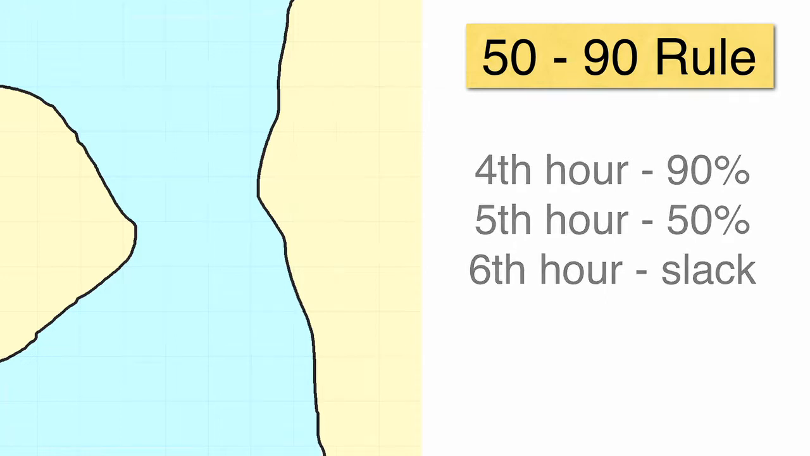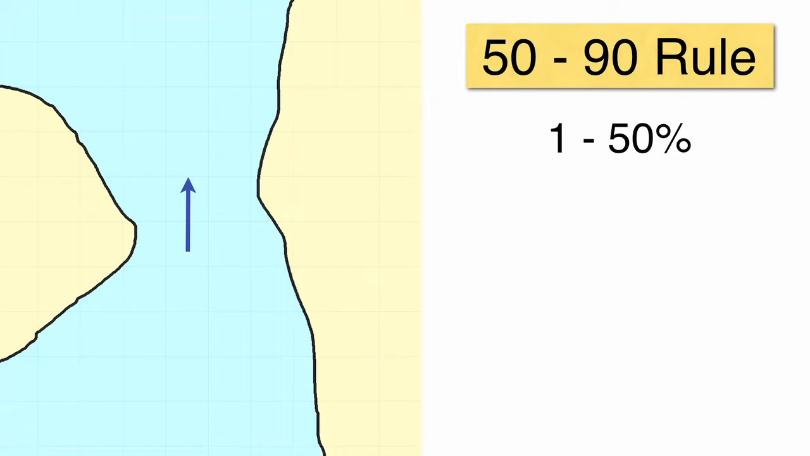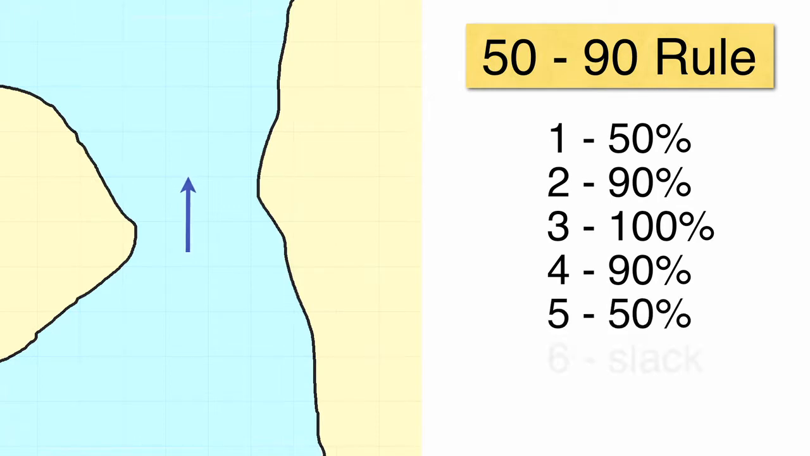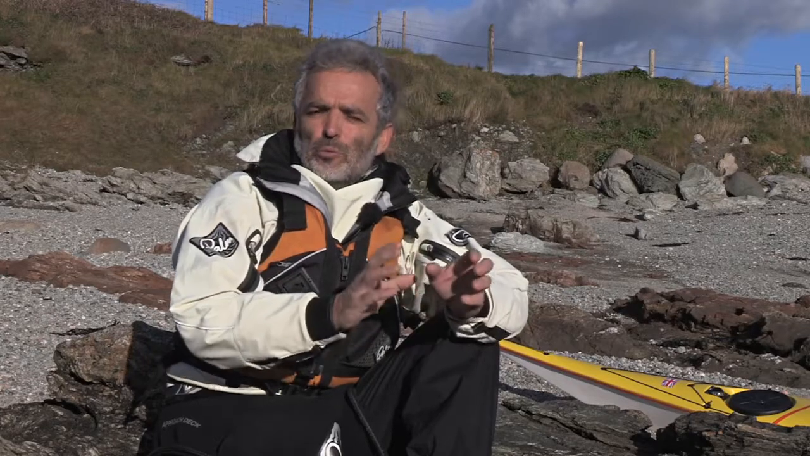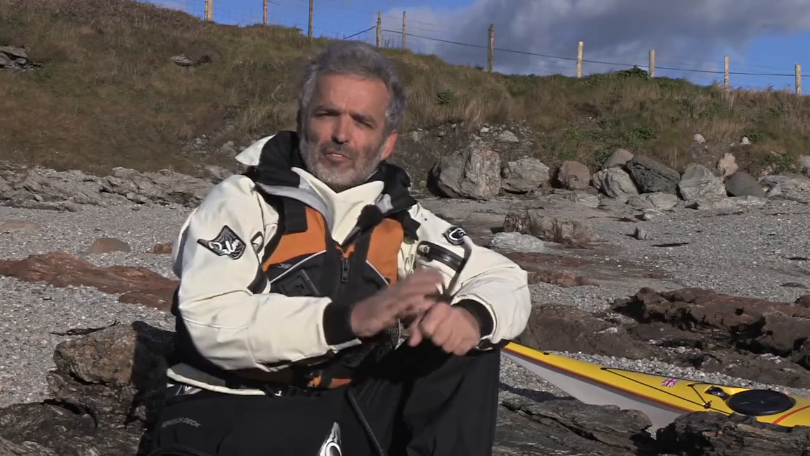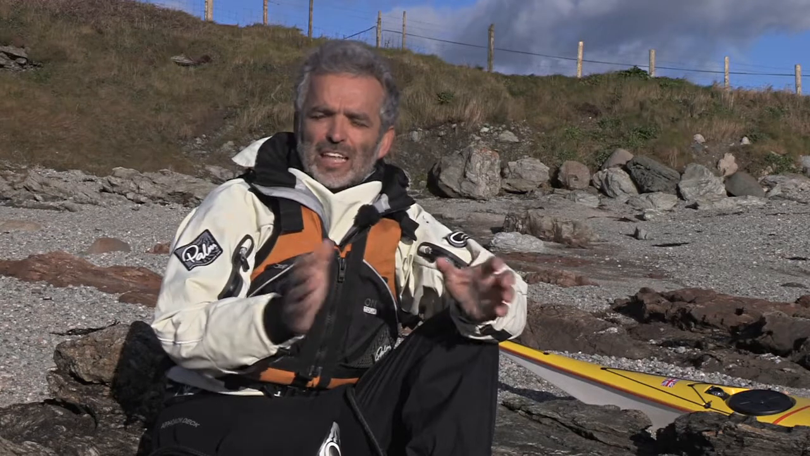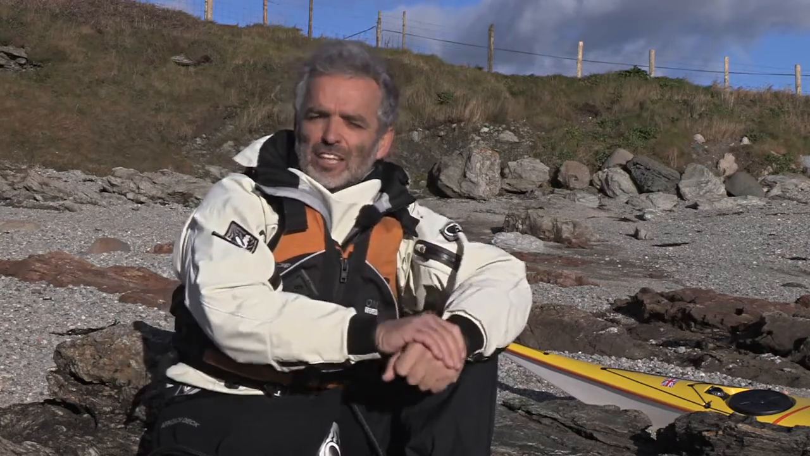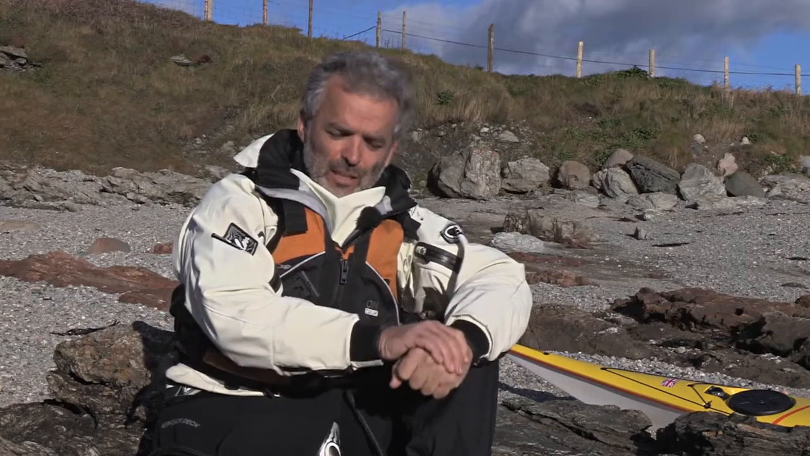Then the tide starts flowing in the opposite direction. 50% in hour 1, 90% in hour 2, 100% in hour 3, dropping to 90% in 4, 50% in 5, and slack again at the end of hour 6. So the 50-90 rule is a very good rough rule of thumb to tell us how fast the tidal stream is moving at a given time. But it is a very rough rule. In fact, you could say it's more of a guideline than a rule.